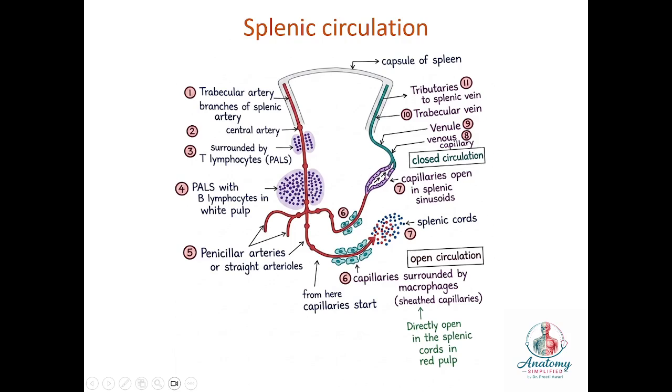Now after this the venous system starts. So these will be the venules. The venules will come together to form trabecular veins, and finally the trabecular veins will carry blood from the spleen to the splenic vein. So there will be formation of the splenic vein. This is how the blood is circulating through the spleen.